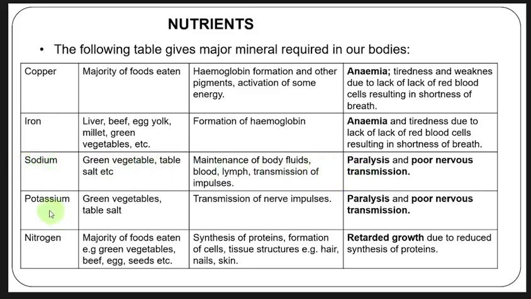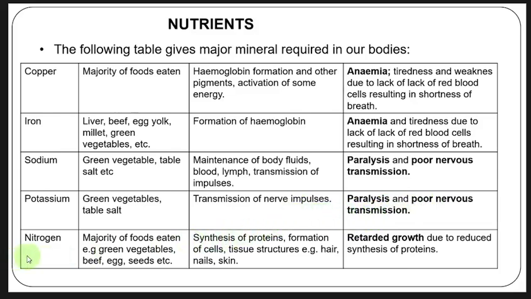Another important mineral is potassium. Potassium is found also in green vegetables and salt, and its function is in the transmission of nerve impulses, and its deficiency results in paralysis and poor nervous transmission.